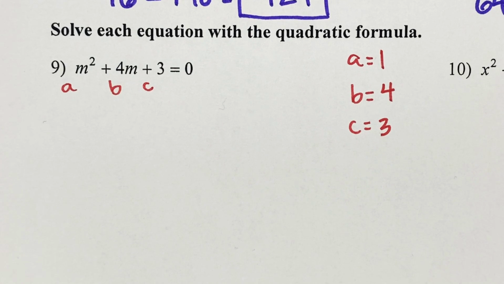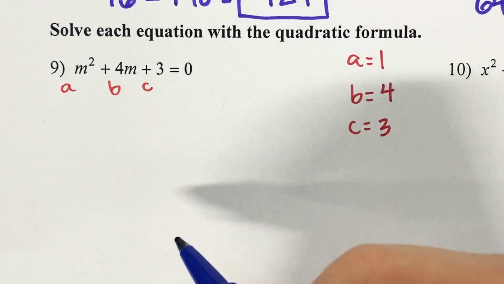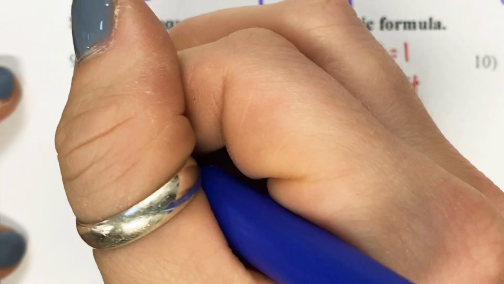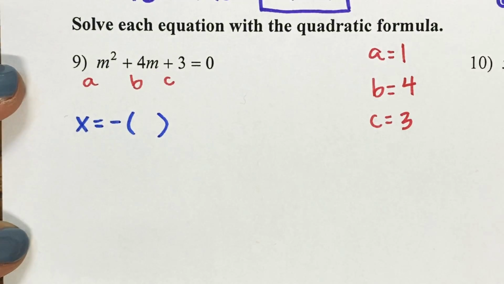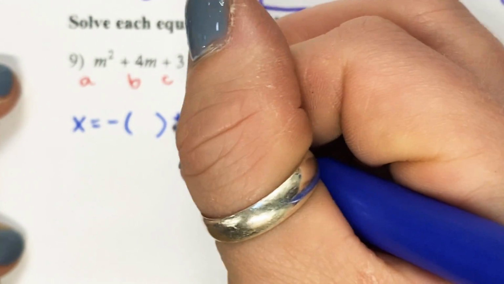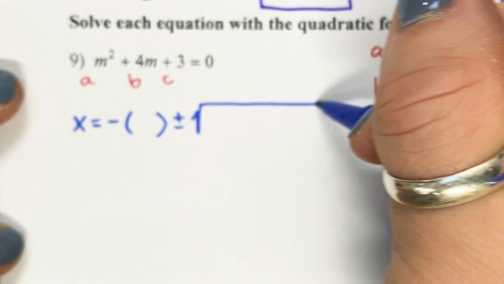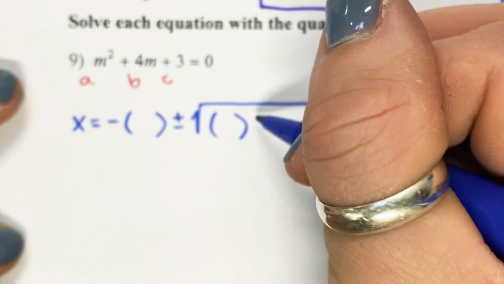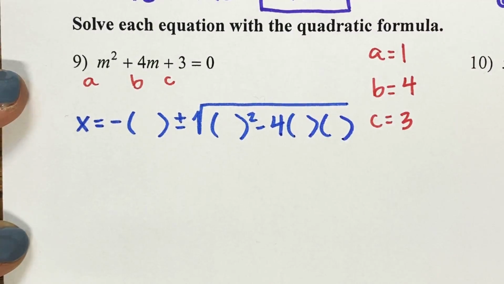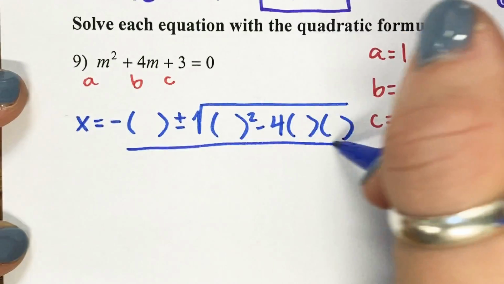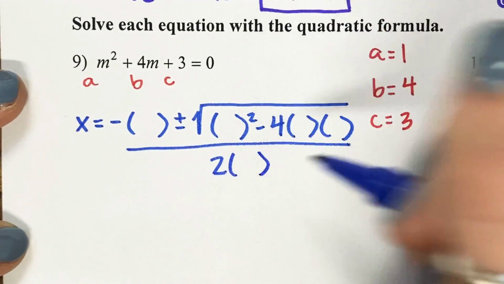Okay, so let's go ahead and plug it into our entire quadratic formula. Okay, so I have x is equal to negative b, but leave a space, plus or minus the square root of b squared minus 4 times a times c, which we were just practicing on solving, all over 2 times a.